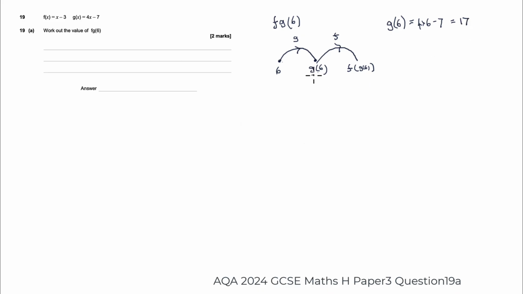So here we've reached the number 17, and we've now to apply f to that. So 17 goes into this function f, which has a formula x minus 3. So whatever goes in here, you take 3 from it. So f of 17 will be 17 minus 3, and that's 14.